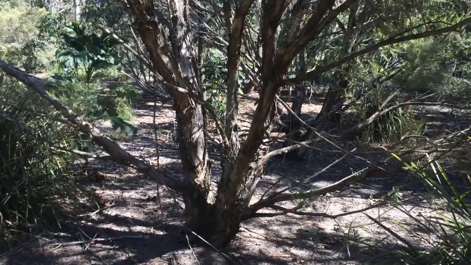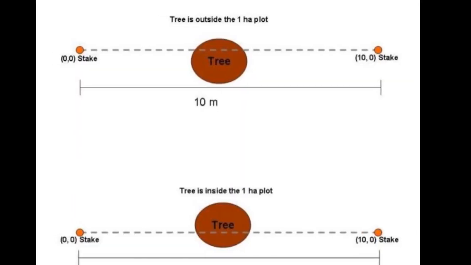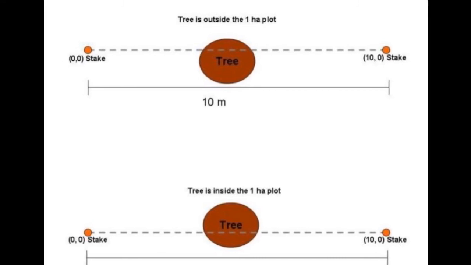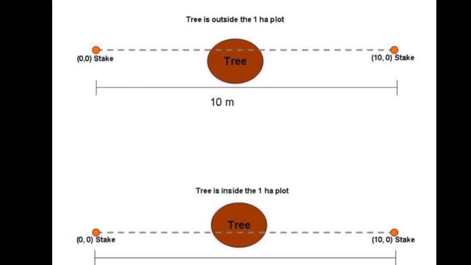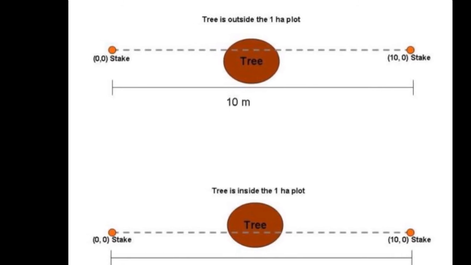If there's a stem that's on the borderline of the subplot, a judgment needs to be made to decide whether more than half the base of that particular plant is within the plot. If it is, then that stem should be measured. If not, then it should be disregarded.